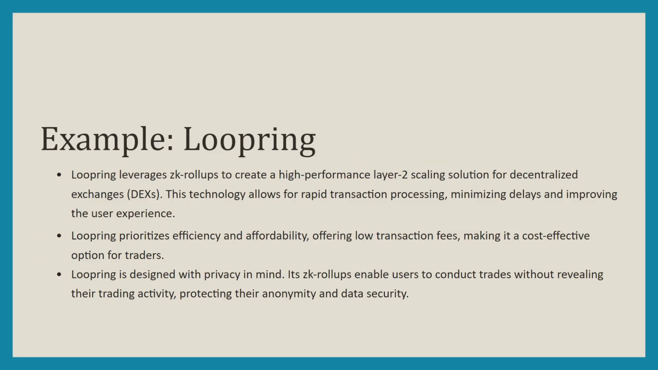Finally, let's talk about the Loopring example. What Loopring does is it leverages ZK rollups, zero knowledge rollups, to create a high performance layer 2 scaling solution for decentralized exchanges. This technology allows for rapid transaction processing, minimizing delays and improving the user experience. Loopring prioritizes efficiency and affordability, offering low transaction fees, making it a cost effective option for traders.